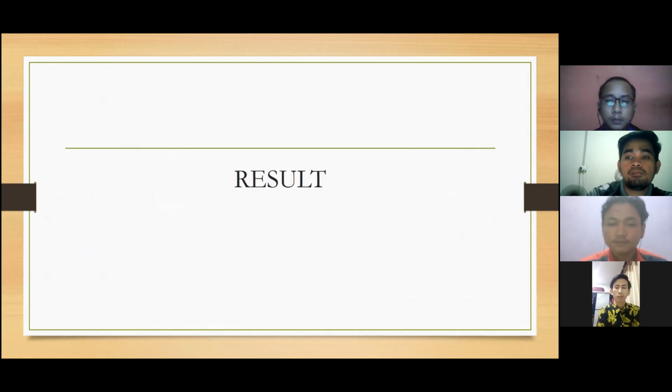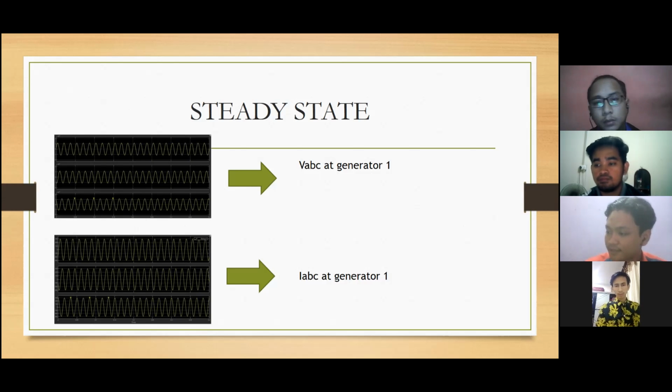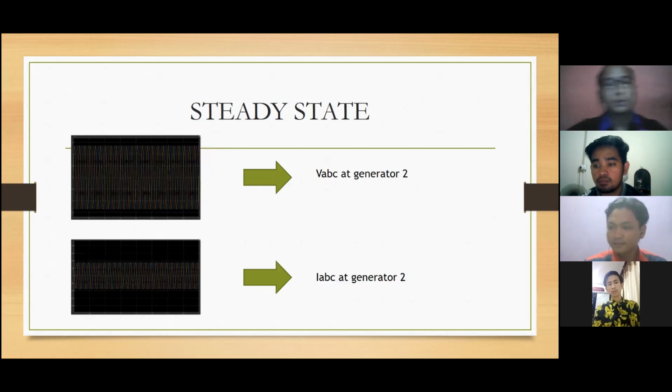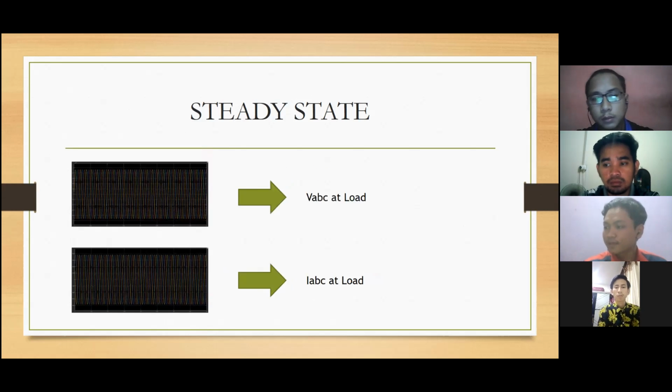Okay, for the result, I'm going to explain the result of our project. This is for the steady state for generator 1: the voltage ABC at generator 1 and the current ABC at generator 1. And this is for the voltage ABC and current ABC at generator 2. And this was the voltage ABC and current ABC at the load. This is before we put the fault in the circuit.